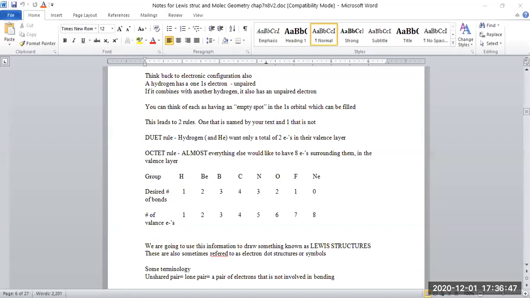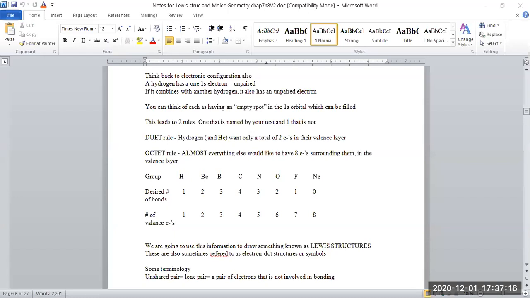All right, so at the end of the previous session, we got a little bit into talking about some of the rules, which are guidelines for helping you to draw Lewis structures. We will call them rules, but one of them is more a rule and the other one is a little bit more of a guideline.